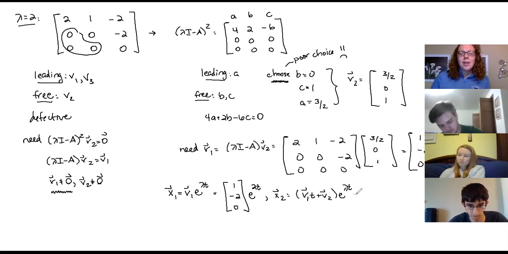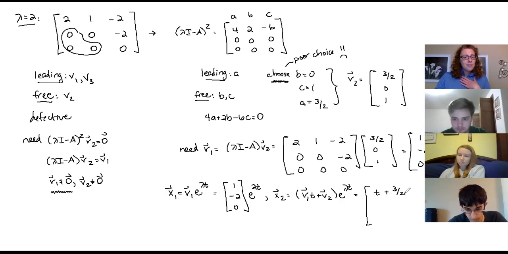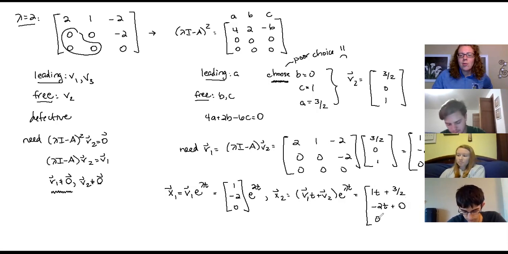I'm going to combine the stuff inside parentheses into just one vector in this case. So this is going to be 1t plus 3 halves. Make sure you see where that's coming from. Negative 2t plus 0 and 0t plus 1. And all of that is times e to the 2t.